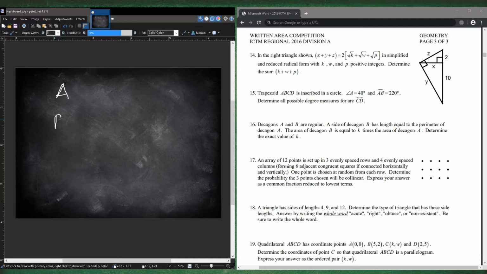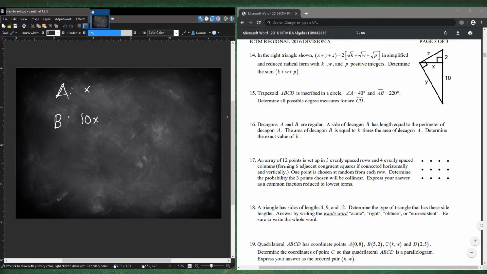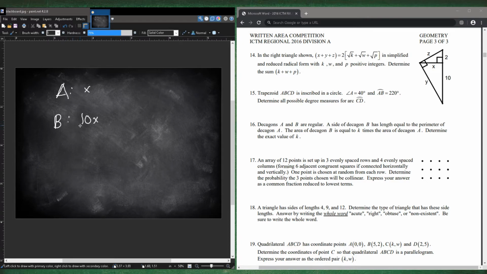Number 16, decagon A and B. We have two decagons, decagon A and decagon B. A side of decagon B equals the perimeter of decagon A. A decagon has 10 side lengths, and they said it's regular, so each of the lengths is the same. So decagon B has a side length of 10x, and this is x, because the perimeter of A is 10x, and the side of B is equal to that perimeter.